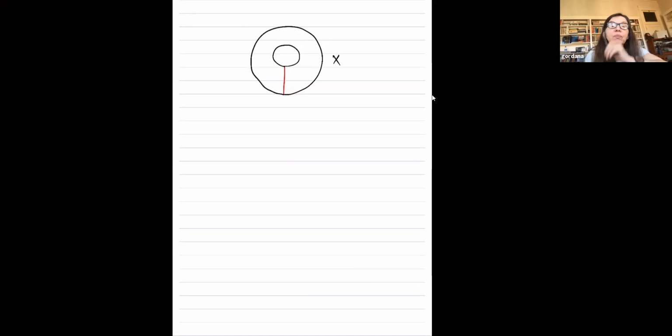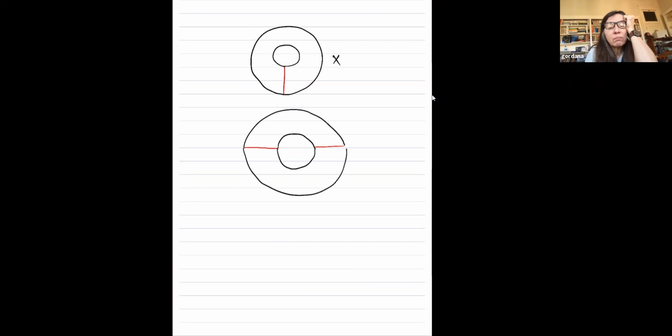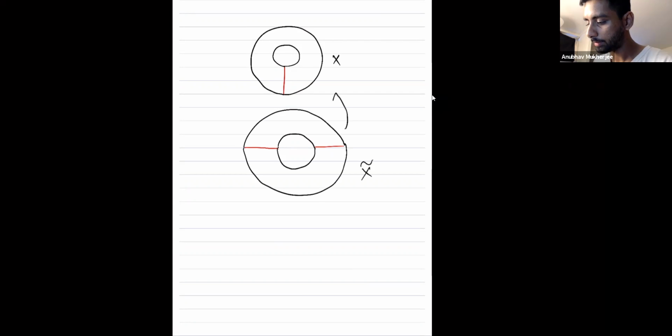So let's say this is X, and I cut open X, because if it is non-separating, then there is a curve that intersects it once. So we can take the double. Now this is the double cover of X. In particular, this is symplectic.